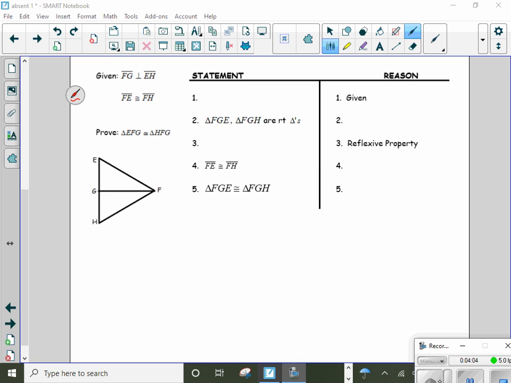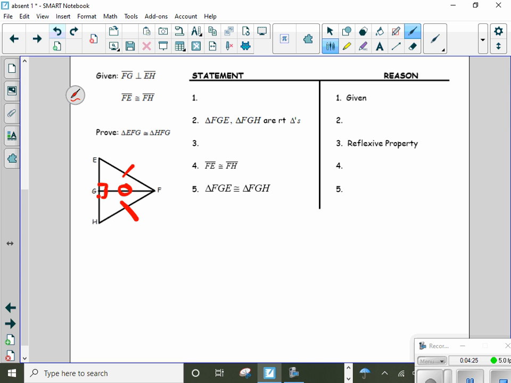All right, problem number 7 is a proof. Do it the same way you do all the other ones. Take the given information and mark your picture to start. FG is perpendicular to EH. That means we've got a right angle here and a right angle here. These are right angles. That's what perpendicular means. FE is congruent to FH. That means this side and this side are the same. And then finally, the center segment is congruent to itself.